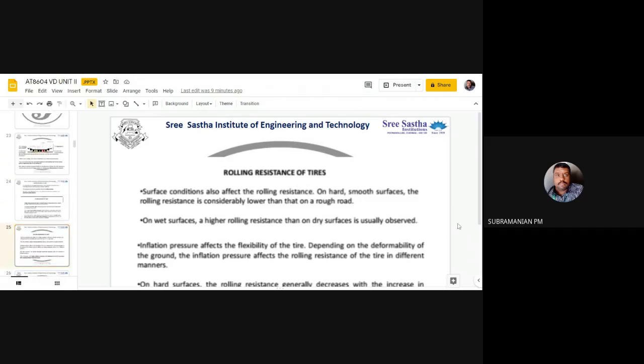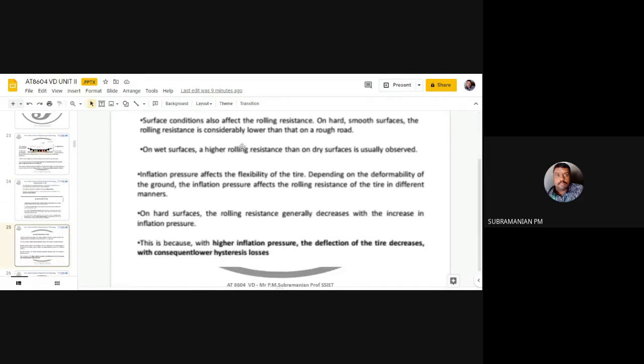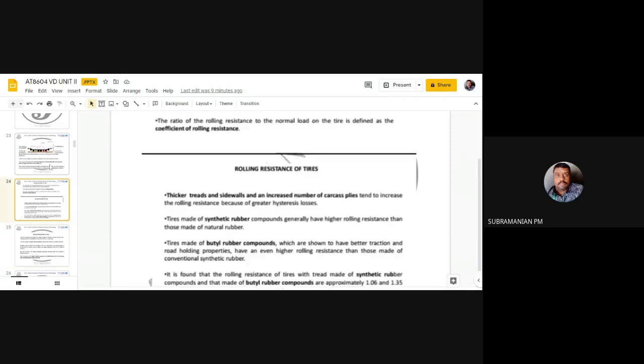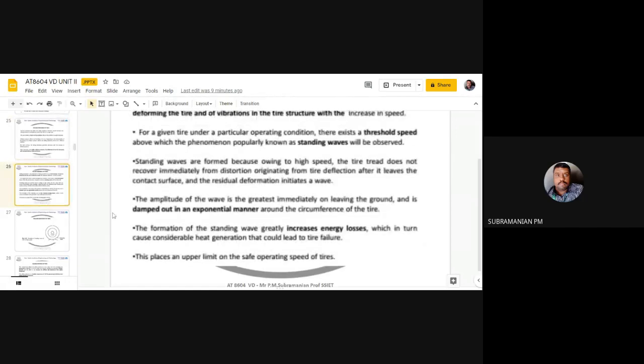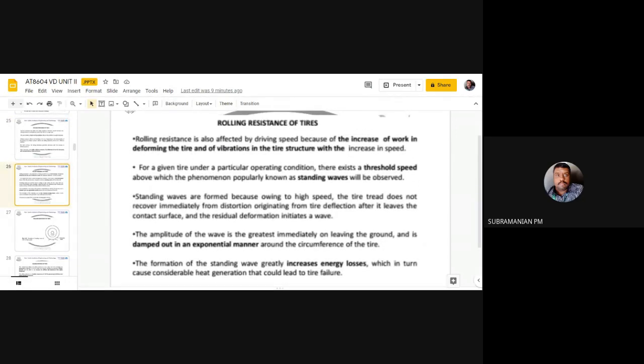Next, I'm going to discuss surface condition. Already I have discussed it, it seems. Next, we'll be discussing driving speed.